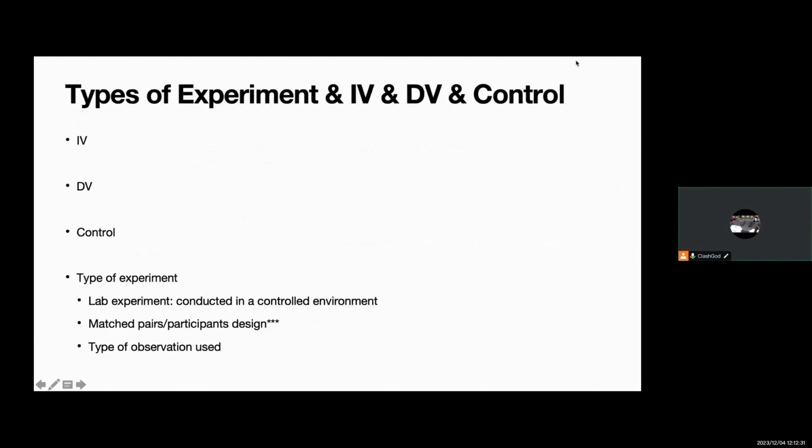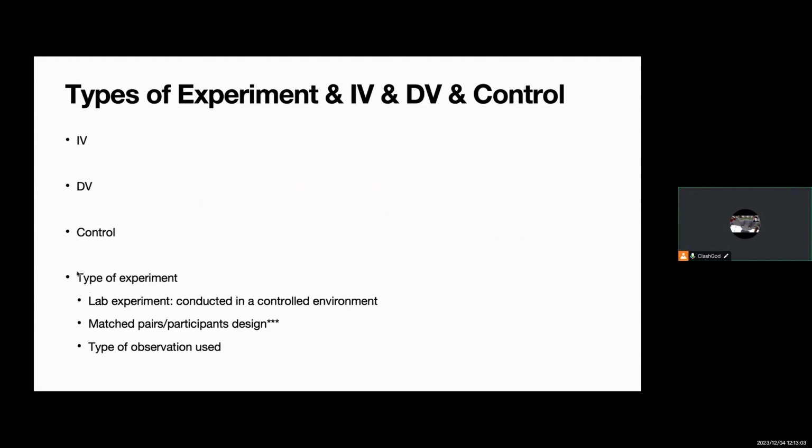Now, for the types of experiment, the IV and the DV and the control, there are 4 sections involved here. We will start by talking about the IV because that's the most important and essential part of the experiment. What are we investigating? Think about that when we talk about the IV. The IV is just what are we manipulating, what are we investigating. The DV, dependent variable, is very simple. Controls are very straightforward as well. And then we go on to the type of experiment. This is also very important.